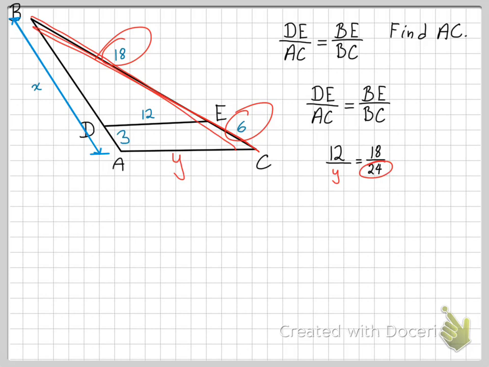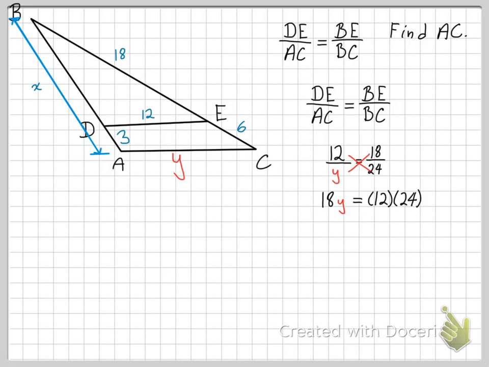Okay, so I have all those values that I got from the diagram, and then at this point you can cross multiply and get that 18y is equal to 12 times 24, or 18y is equal to 288. 12 times 24 is 288. And then divide both sides by 18 and get y is equal to 16. So AC is equal to 16.